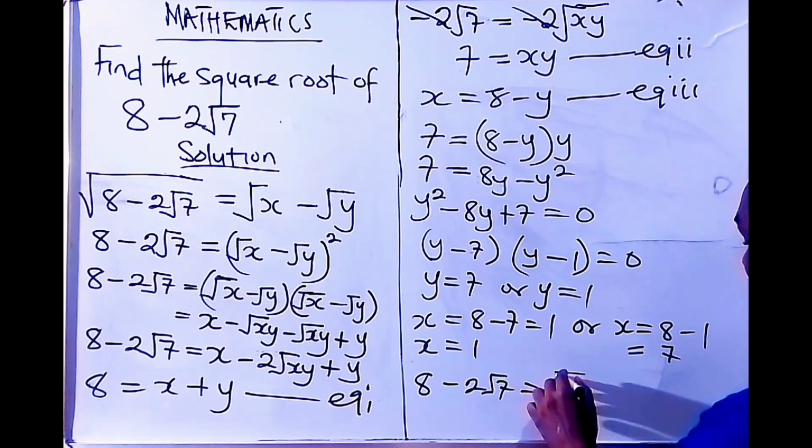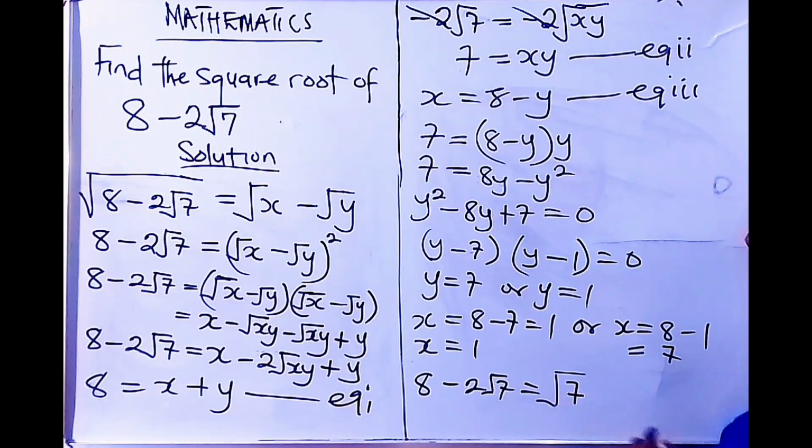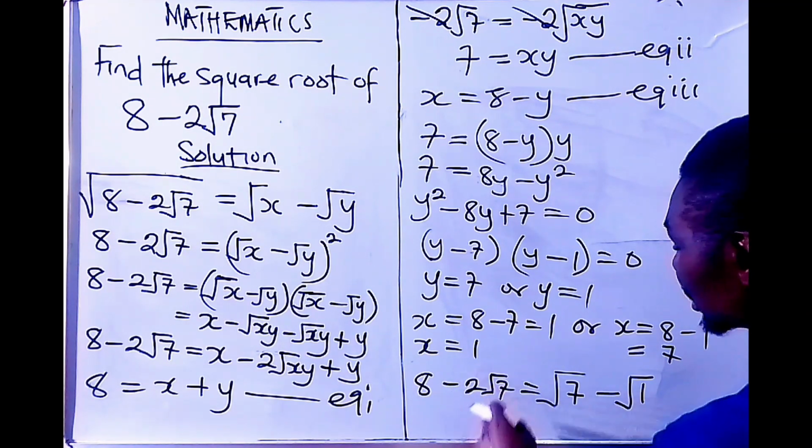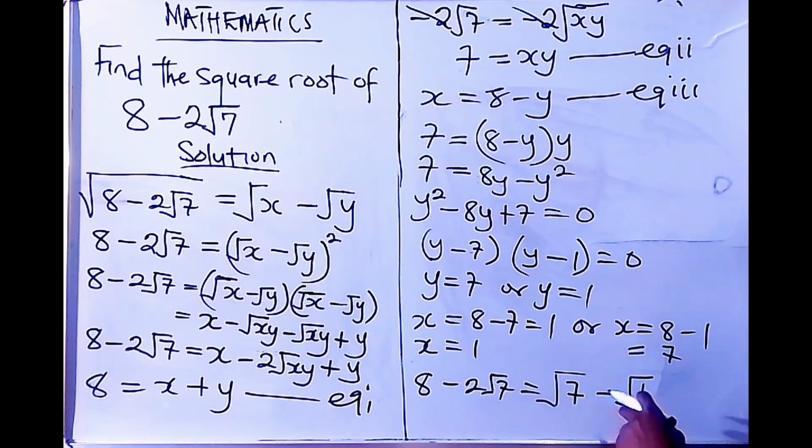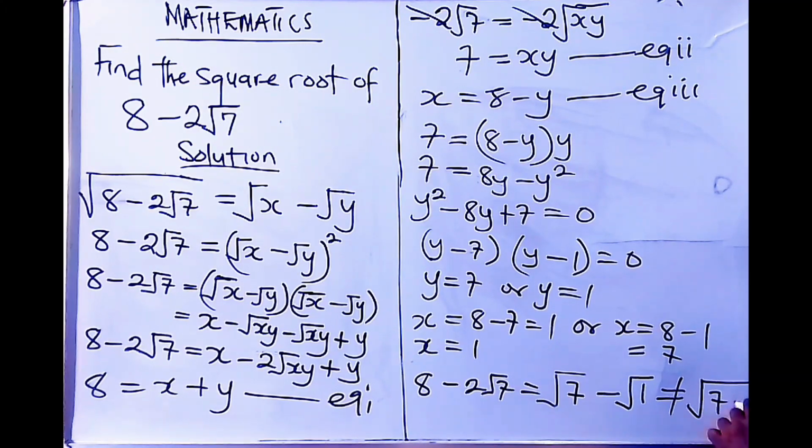So we write root 7 minus our y, which will now be root 1, since our y is 1. So the square root of 8 minus 2 root 7 is equal to the square root of 7 minus the square root of 1, which cannot be equal to the square root of 7 minus 1.